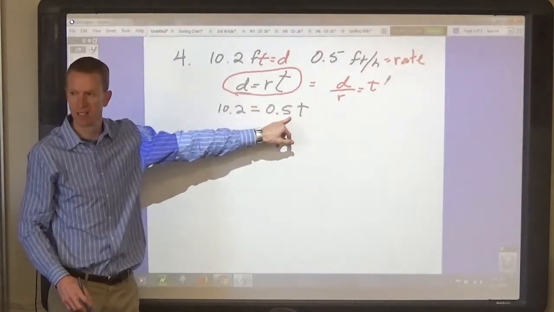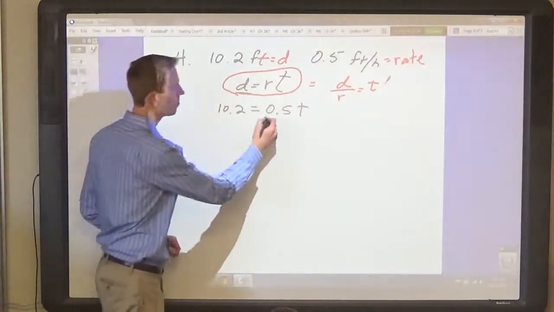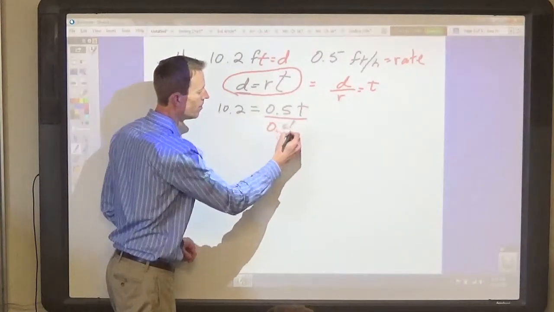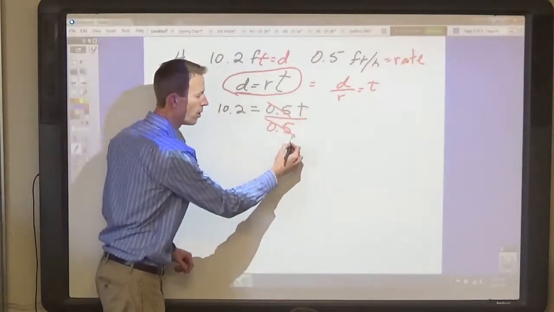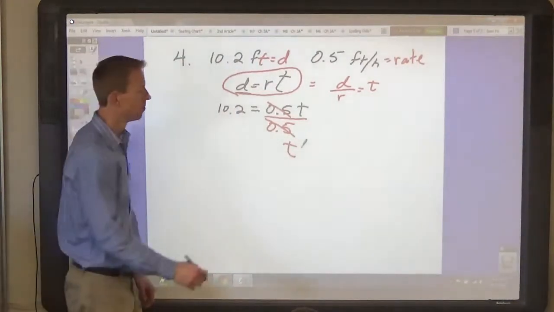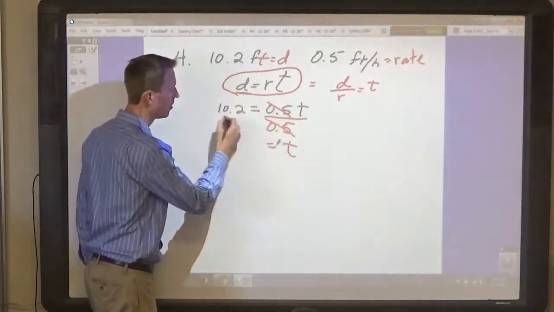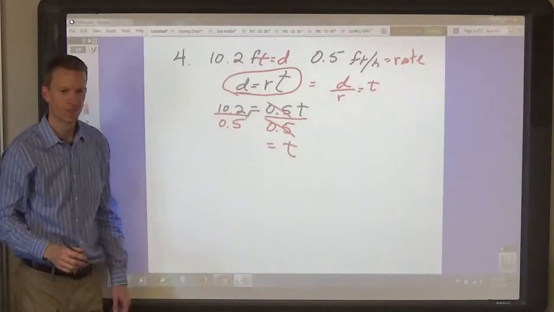1T. Merlin? Yep. So we cross this out. Then we're left with what, Max? We're left with what T is. 1T. Divide this by 0.5. And what do you get?